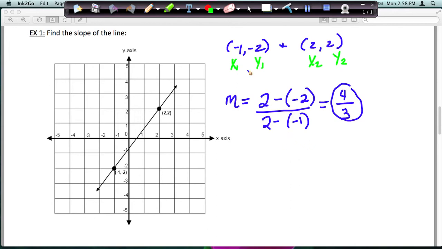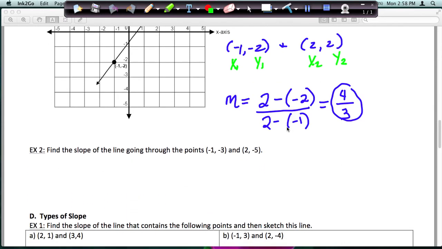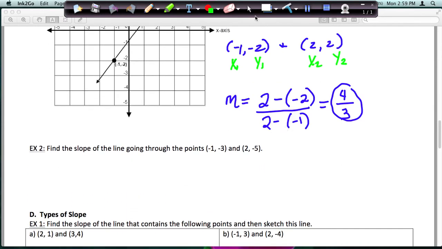Okay, so we're going to try another problem. It says find the slope of the line going through the points (-1, -3) and (2, -5). So go ahead and try that. Pause the video, give it a try, and then come back and check your answer.